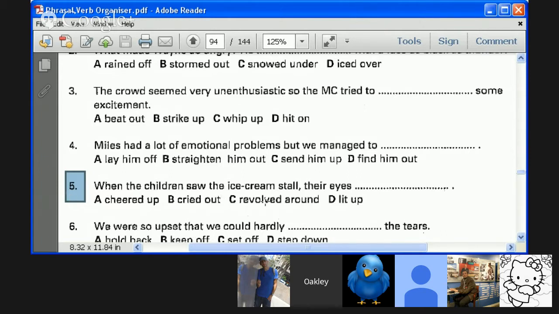Okay. When the children saw the ice cream stall, their eyes lit up. That's it. And basically, light up. Okay, this is past tense, lit, of the verb to light. Past tense of light is lit as a verb. Their eyes lit up. Eyes lit up is a really standard phrase here, pretty much an idiomatic phrase that a phrasal verb is part of. If your eyes light up, your eyes get shiny and bright and wide open, and you're excited.